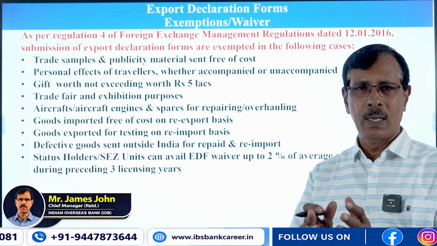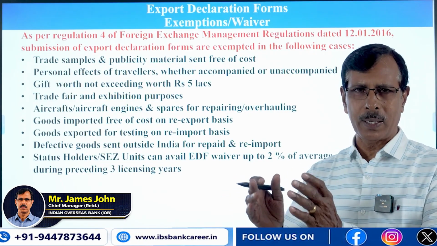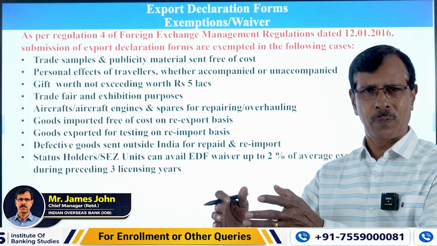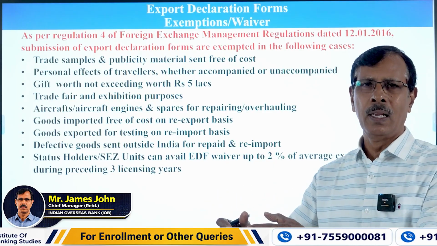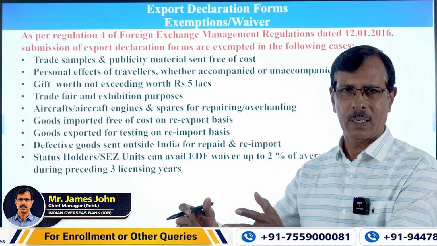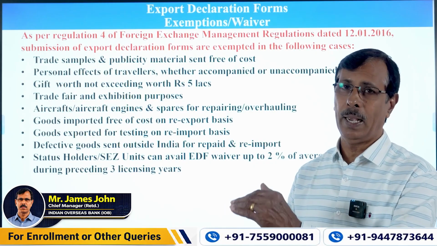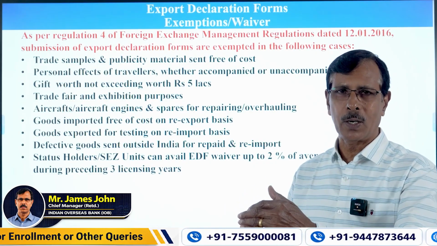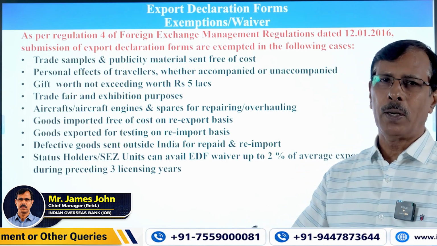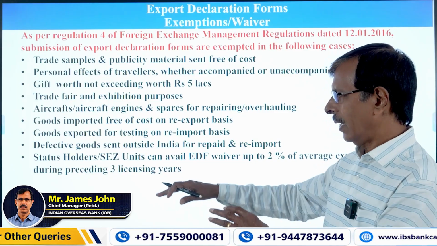The units located in a special economic zone, that means there are certain areas earmarked by the central government that are marked as special economic zones. They give a lot of incentives and concessions for promoting business or export. So the units located in that special economic zone get a 2% exemption. The average turnover is 2%. If 100 crore is the average turnover, 2% of 100 crore is 2 crore; up to 2 crore of export, they need not declare. And then status holders.